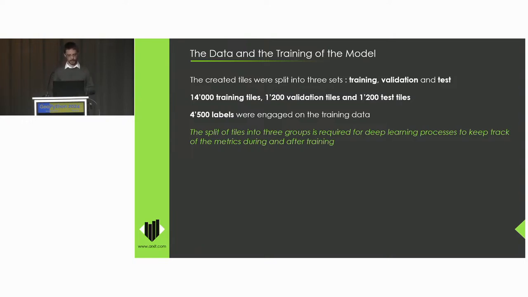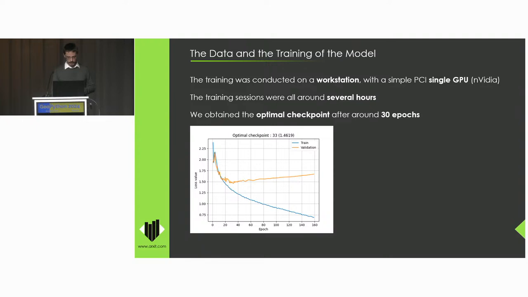So in our case, we end up with a training set with roughly 14,000 tiles containing roughly 4,500 annotations, and the validation and test sets were just made of 1,200 tiles. So quite a large data set for quite a small region, but we end up with so many tiles because we defined a large overlap between the tiles, because it helped quite a lot the model to learn the object that we try to detect.